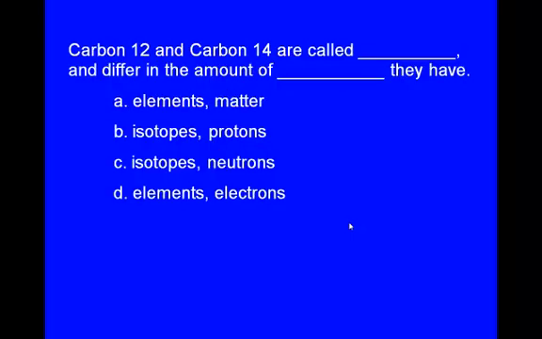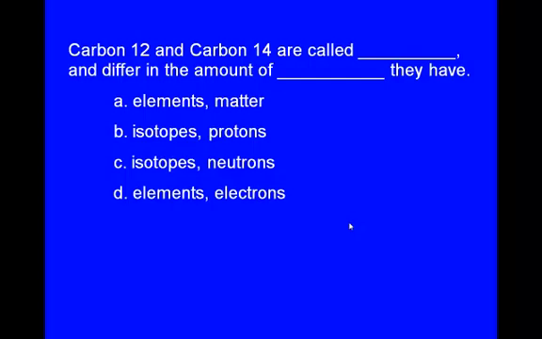Carbon-12 and carbon-14 are called blank and differ in the amount of blank they have. All right, so this is a little question for you, so you can stop for a second, go back in the PowerPoint or your book, and see if you can come up with the answer.